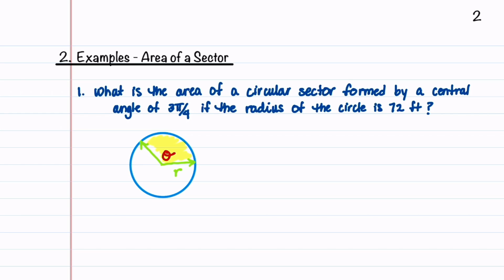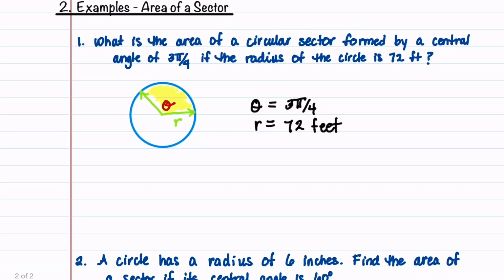It's always good to write down the information that we're given in the problem. So let's write that down. So theta is 3 pi over 4. And r is 72 feet. And it's always good to include units with that. To find the area of a sector, we begin by writing down our formula. So we have A is 1/2 r squared theta.